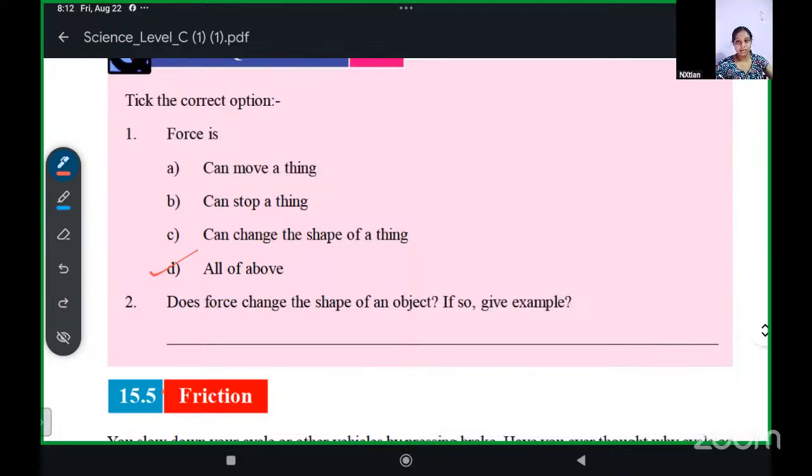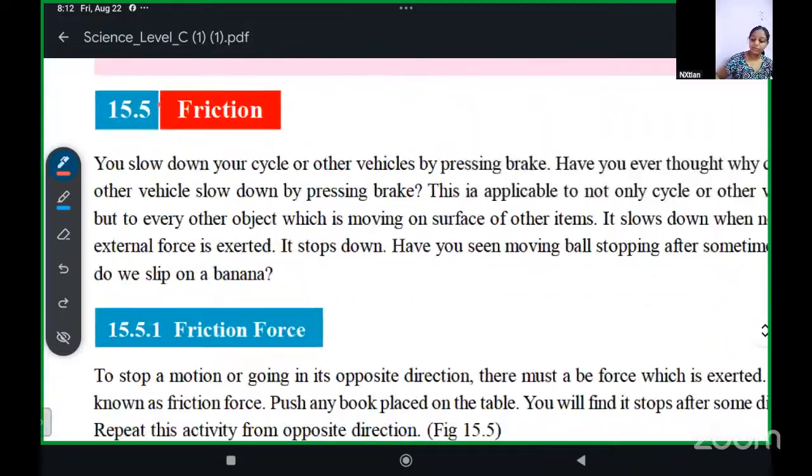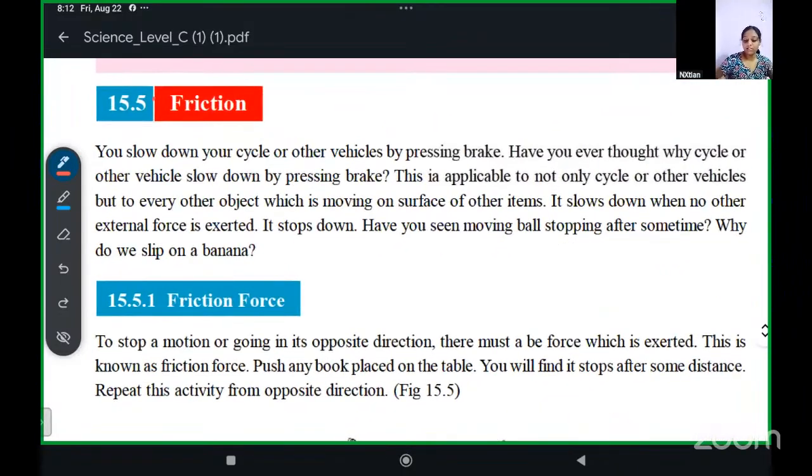Okay, good. Now we will stop here. You have a break, and then we'll start with maths. Tomorrow we will do friction. Okay, ma'am.